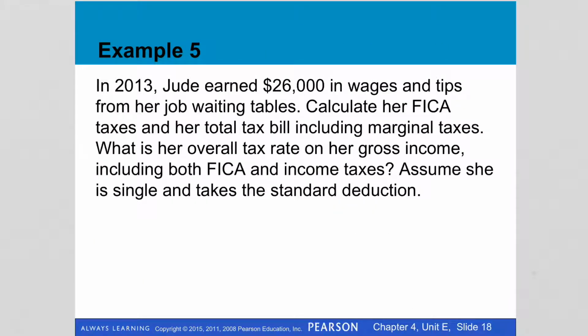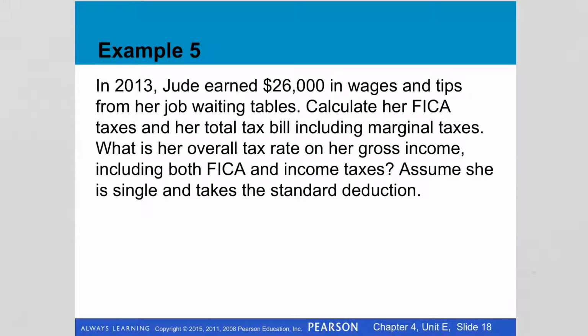So example 5 says in 2013, Jude earned $26,000 in wages and tips from her job waiting tables. Calculate her FICA taxes and her total tax bill, including marginal taxes. What is her overall tax rate on her gross income, including both FICA and income taxes? Assume she is single and takes a standard deduction.